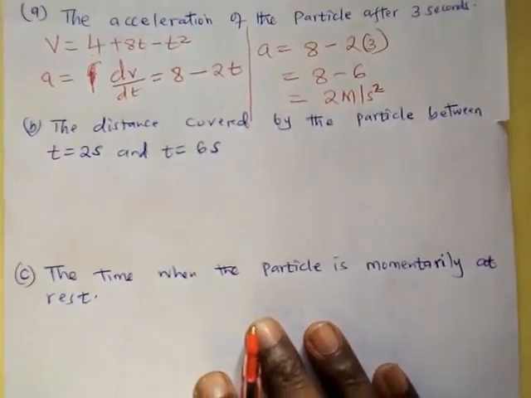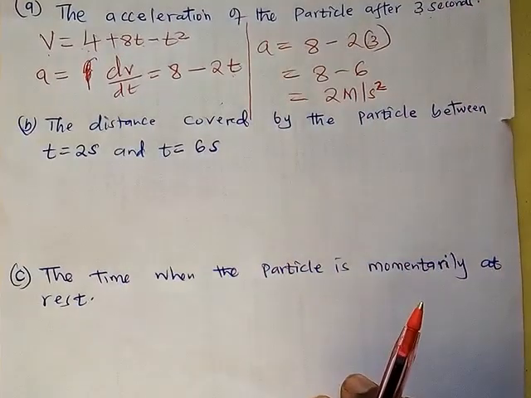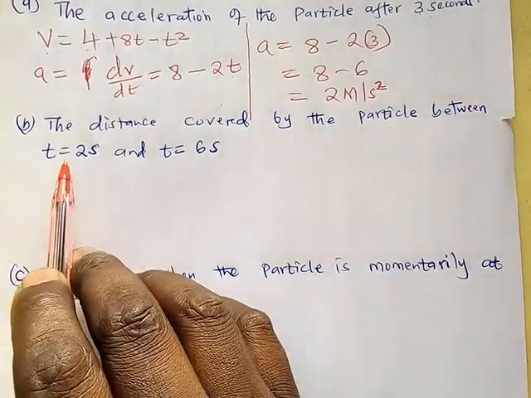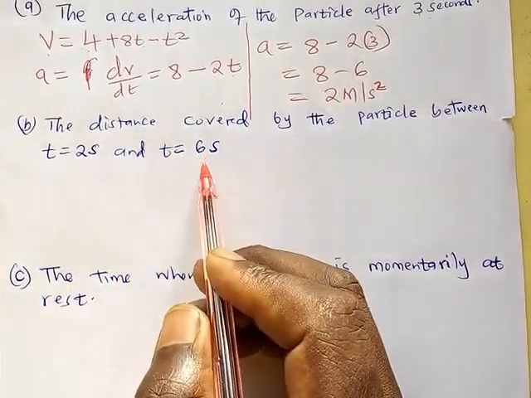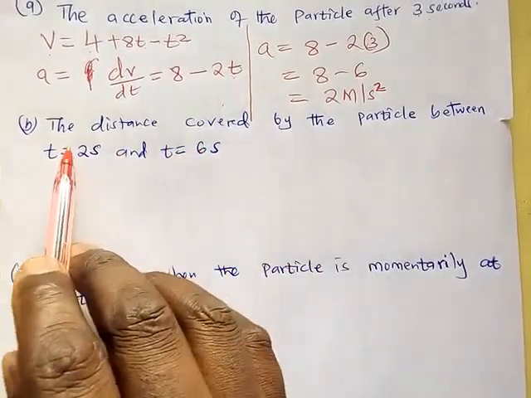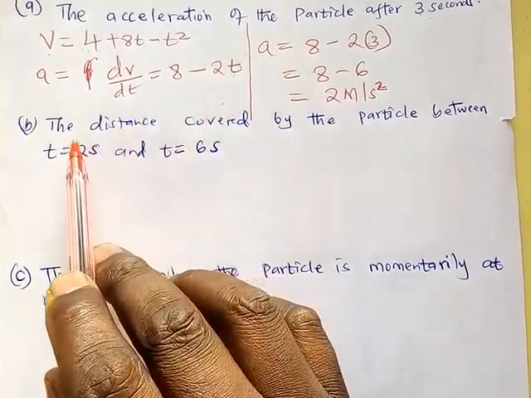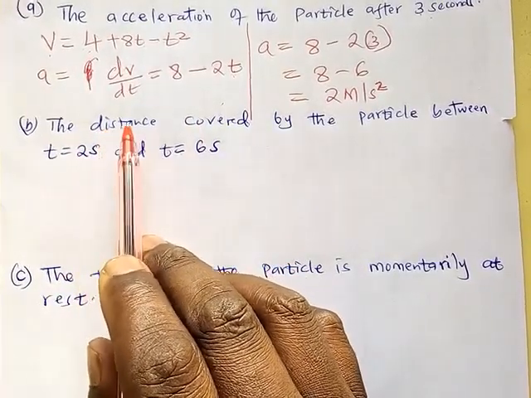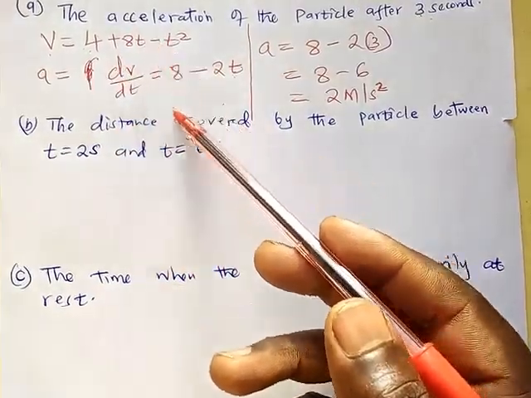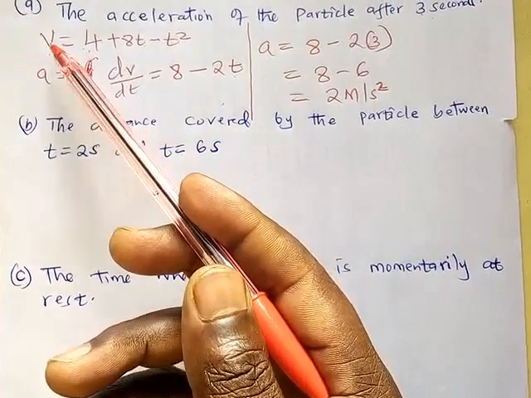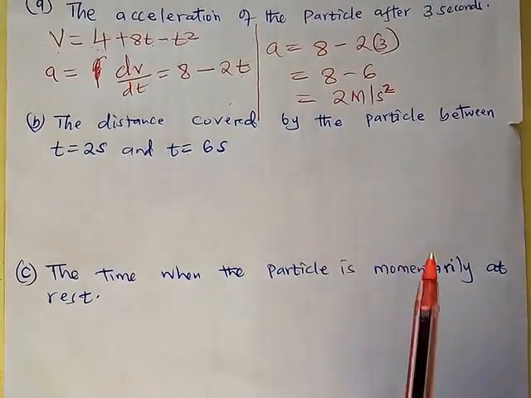B, the distance covered by the particle between time equal to 2 seconds and time equals 6. So these are the limits. We want the distance. How do you get the distance? Distance is equal to s. So we integrate velocity. If I want the distance and I have velocity, I will integrate. If I have velocity and I want acceleration, I will differentiate. Those are the things you need to understand.